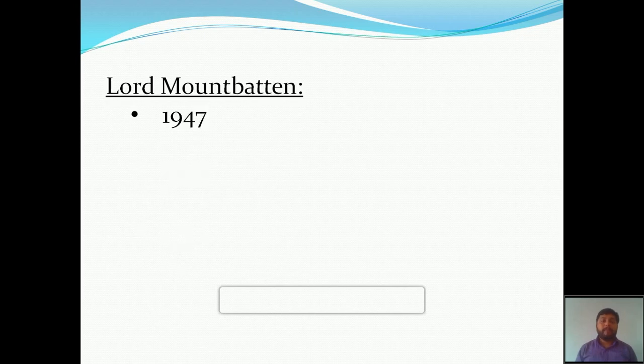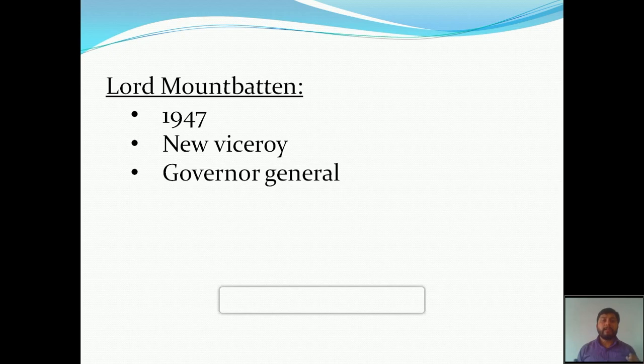First of all, we will be discussing Lord Mountbatten. He was appointed as the Viceroy of India in 1947. He was not only the Viceroy of India, but he also had the responsibility as the Governor General of India.